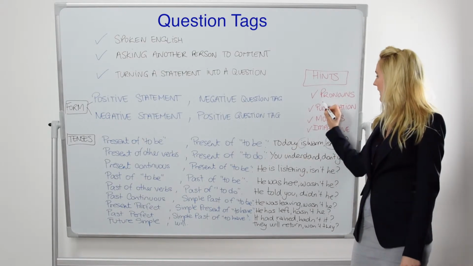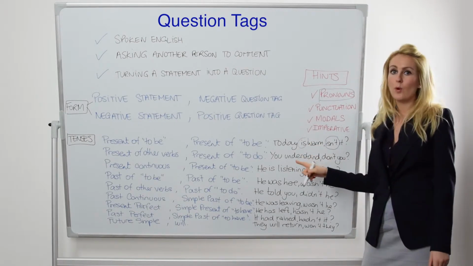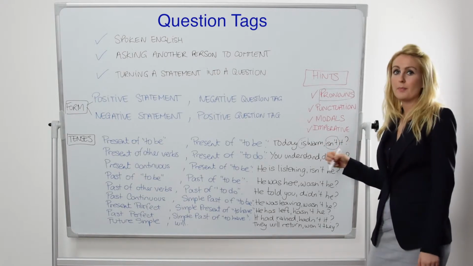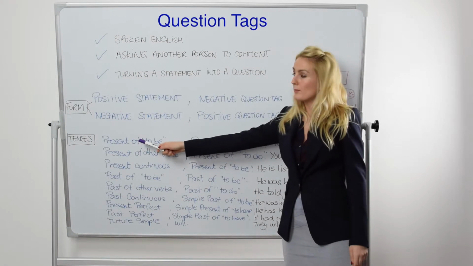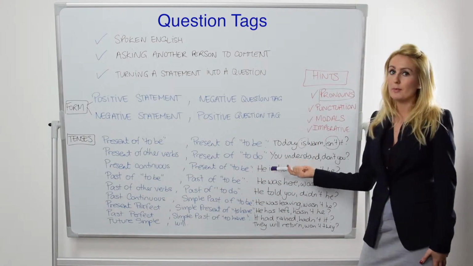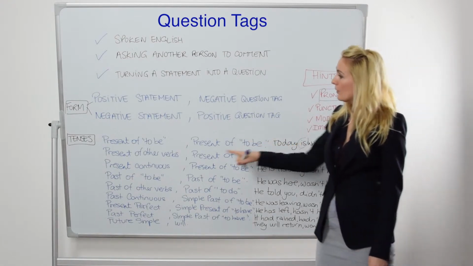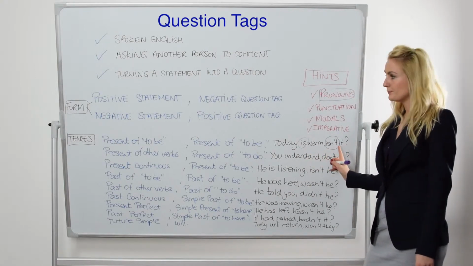Now here, as you can see, we're using a pronoun. We're not going to say today is warm, is not today. We have to replace today by it, by a pronoun, okay? So first rule, tense being present simple, with to be, I have to use the present of to be in my tag. Number one, today is warm, isn't it? The other form, negative and positive, today isn't cold, is it?